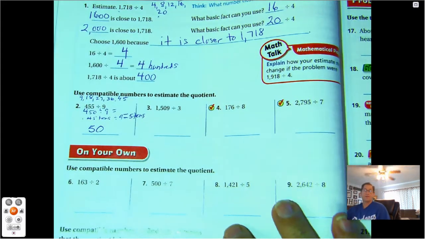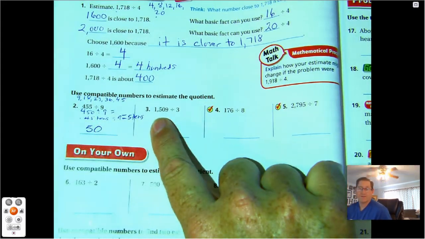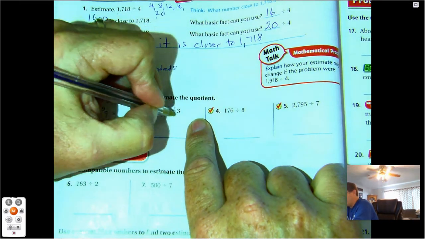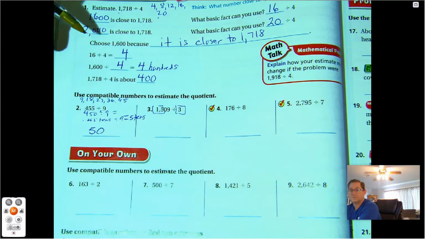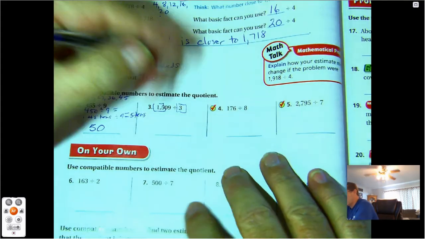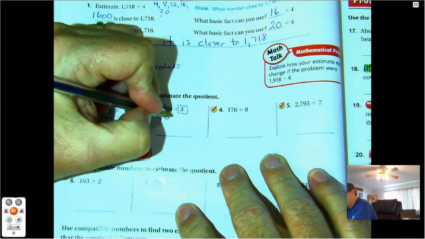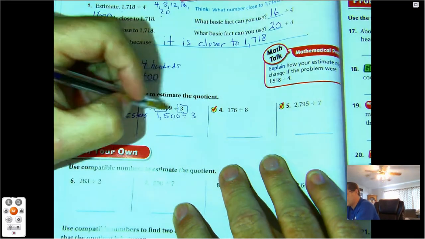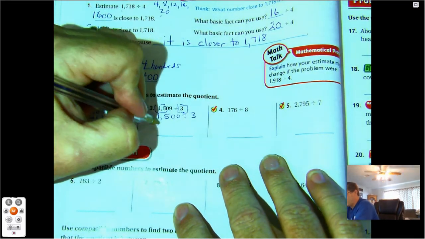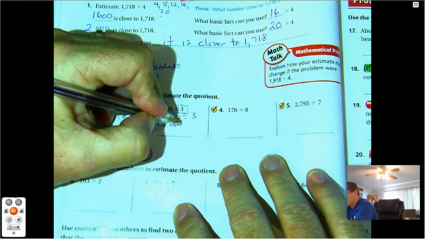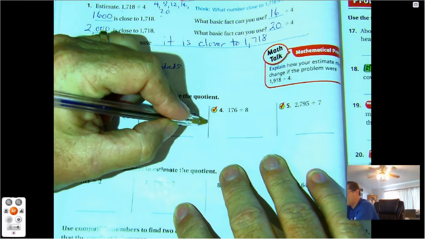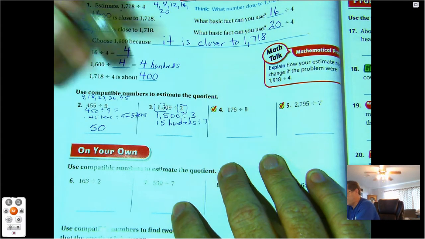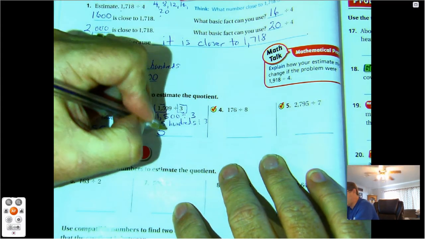It's 1,509 divided by 3. Well, I know that 15 divided by 3 is easy to do. So I'm just going to change 1,509 to 1,500, and I'm going to divide by 3. So my basic math fact would be 15 hundreds divided by 3. 15 divided by 3 is 5. So 5 hundreds is 500.